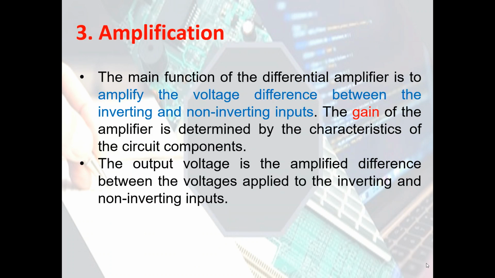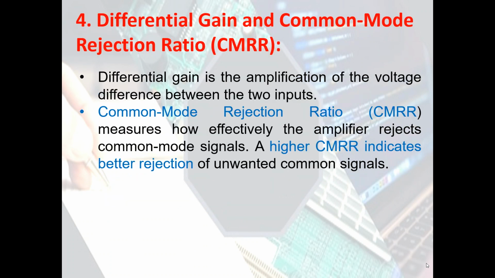So what is now amplification? Basically, the main function of a differential amplifier, as mentioned earlier, is to amplify the voltage difference between the inverting and the non-inverting inputs. The gain of the amplifier is determined by the characteristics of the circuit components. The output voltage is the amplified difference between the voltages applied to the inverting and the non-inverting inputs.